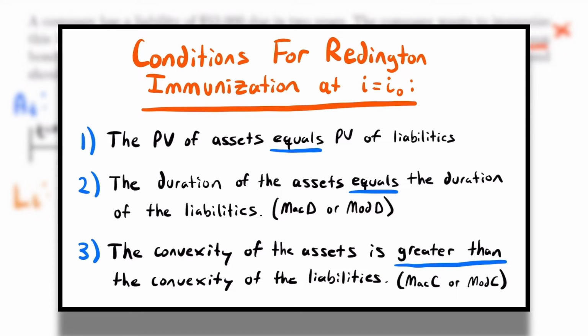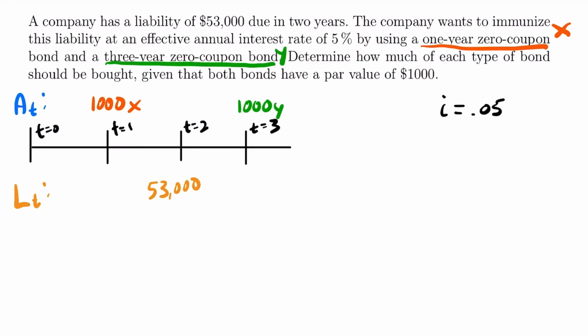All right, so if we go back to our problem, we need to set the present value of the assets equal to the present value of the liability, and then we'll do the same thing for the duration of the assets and liabilities. But let's start with the present value. From condition 1, we will set the present value of the assets equal to the present value of the liability. Now, the present value of the assets will be this $1,000 times x brought back 1 year to time equals 0, which is where the present value is valued.